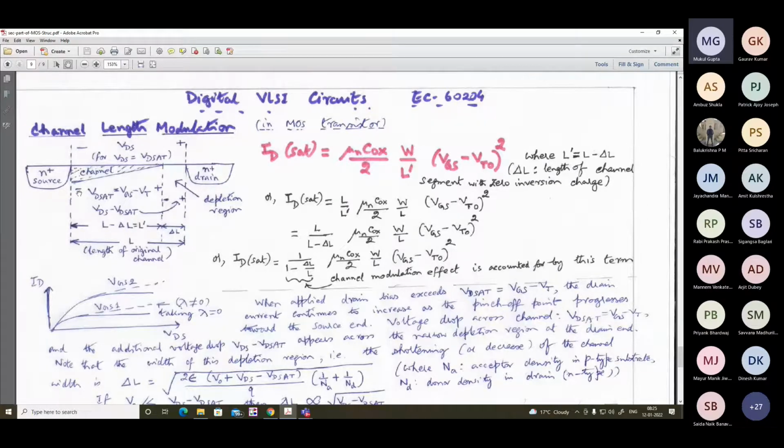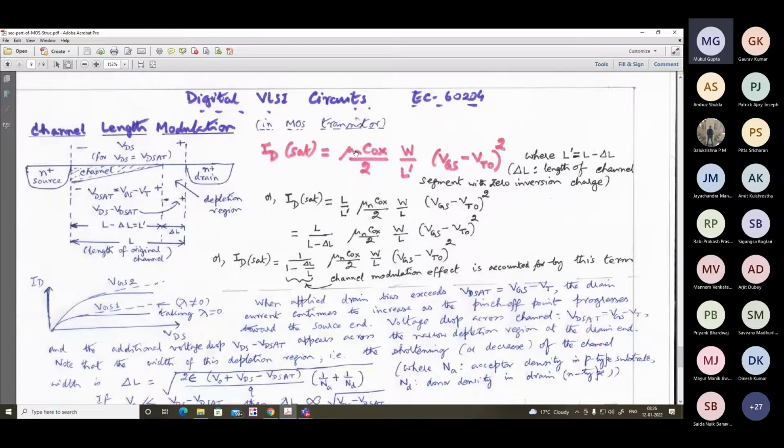Now, in general, the channel becomes tapered towards the drain. It is due to the reverse biasing effect of the channel. This you all know. Just we are seeing that the expression for saturation current is this: mu n Cox by 2, W by L prime, into VGS minus VT0, whole square.